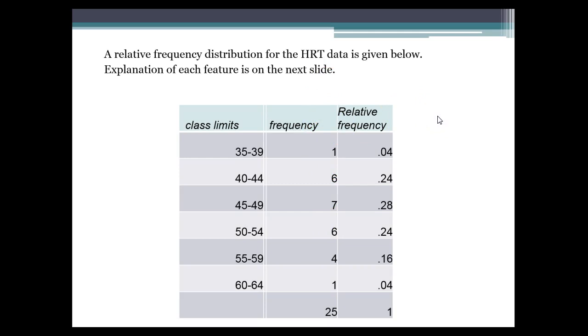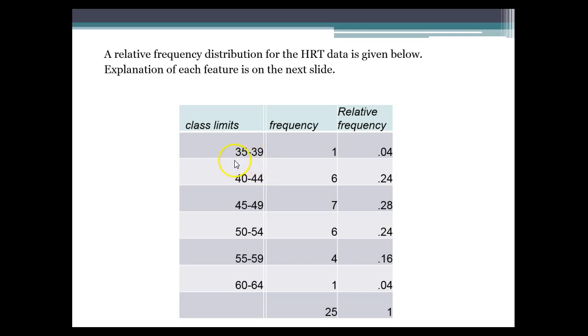Now let's talk a little bit about the class limits. You wouldn't want to do 35 to 40, 40 to 45. You'd like to go from 35 all the way up to 40, but not quite including 40. If you did 35 to 40, 40 to 45, then you'd have some overlap, and you don't want the categories to overlap. So you're going from 35 all the way up to, but not including 40. So we just stopped at 39.